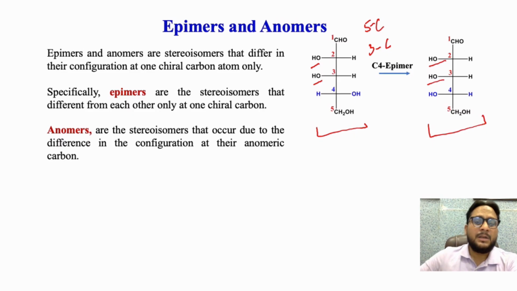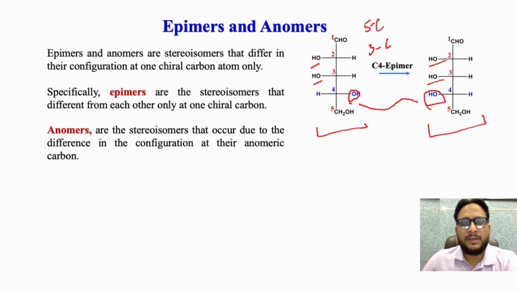which means that the configuration is the same at the C2 as well as the C3 carbon atom. But if we look at carbon number 4, which is given in blue color, at carbon number 4 in the first molecule, OH is on the right hand side, while in the second molecule OH is on the left hand side, which shows that they have a different configuration at the C4 carbon atom, and therefore these two molecules are said to be epimers of each other.